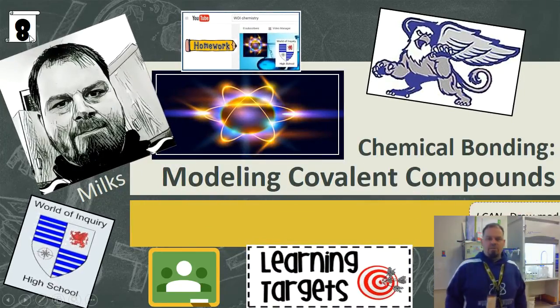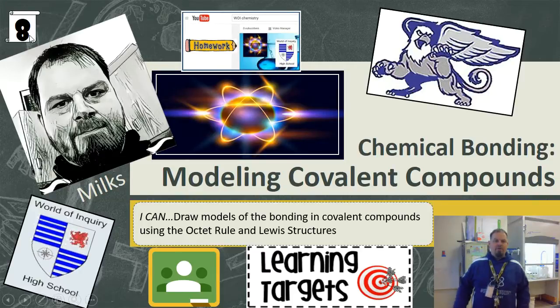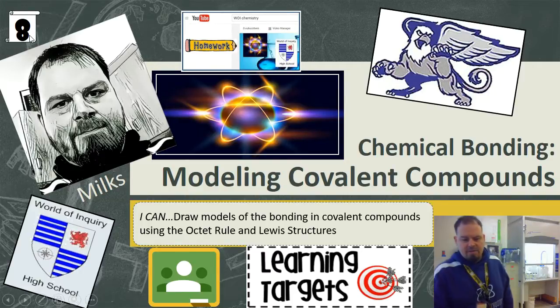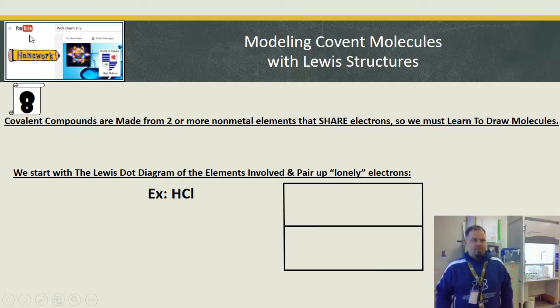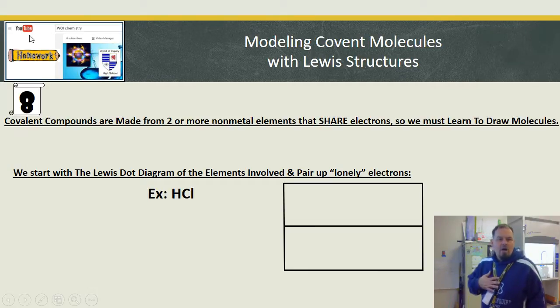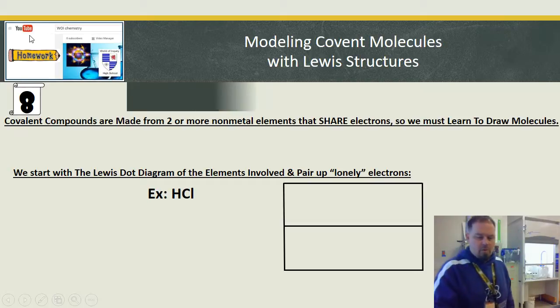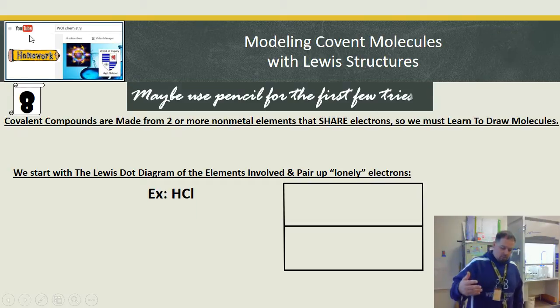We are getting into covalent bonding now, and the first thing we're going to do is learn how to draw these molecules. I'm going to be at the board drawing a lot today, so I've got the camera turned a little bit differently than before. Covalent molecules are made up of two or more nonmetals. We're going to need some practice.